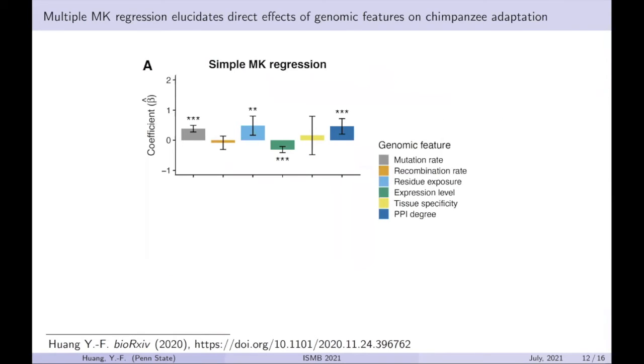adaptation rate. Then we applied the multiple MK regression and the simple MK regression to empirical data. We focus on genomic determinants of positive selection in chimpanzee protein coding genes. Again, we applied the simple MK regression to protein coding genes in the chimpanzee genome. We analyzed the 6 genomic features. So genomic features include documentation rate, recombination rate, residue exposure level, expression level, tissue specificity, and protein-protein interaction degree.